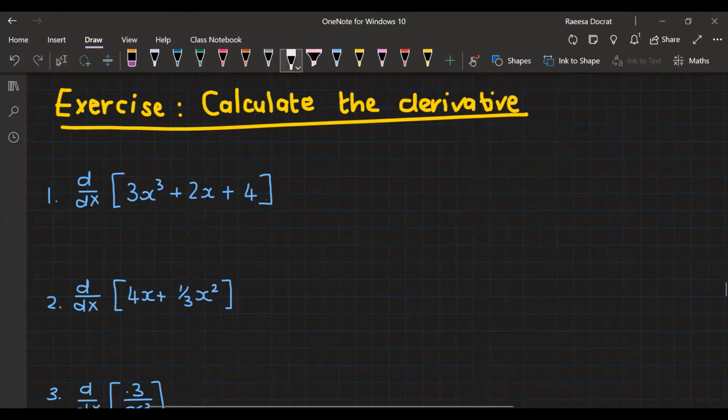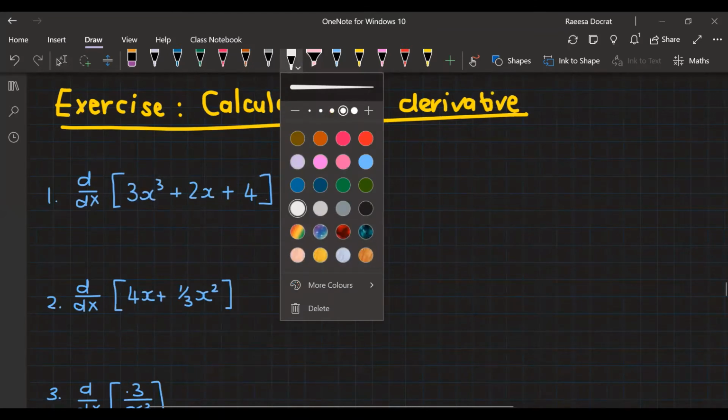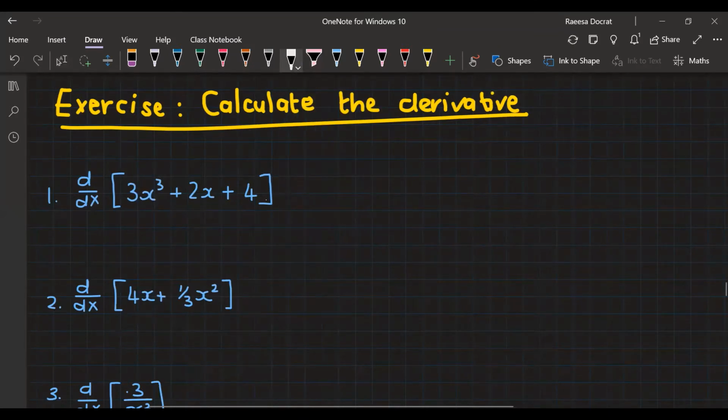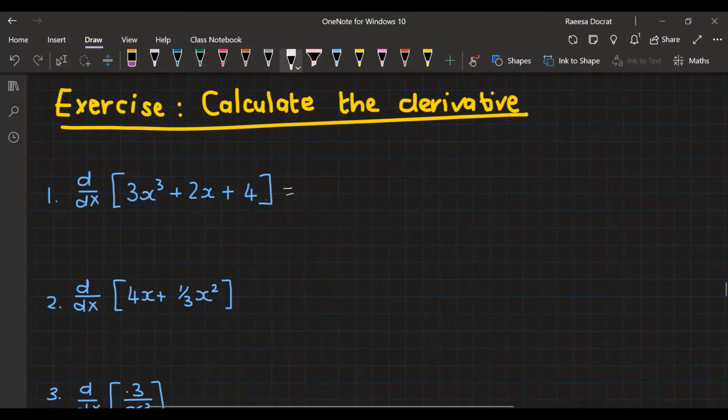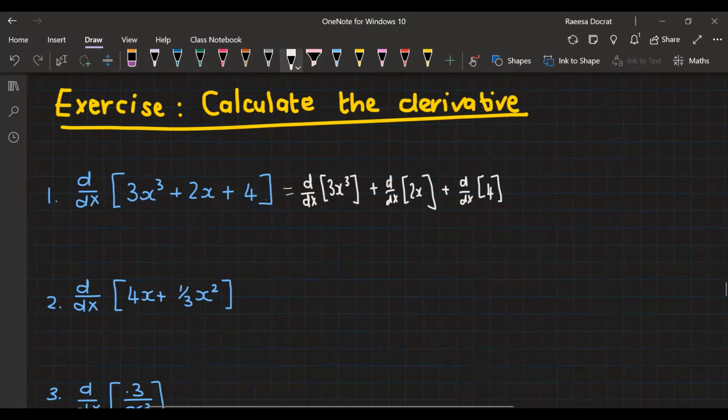Over here we have a few. It says calculate the derivative of, the first one says d by dx, and then we've got three terms added. Using the first rule, the sum rule, this is d by dx of 3x cubed plus d by dx of 2x plus d by dx of 4. That is just using the rule that we are allowed to distribute the derivative over addition or subtraction.